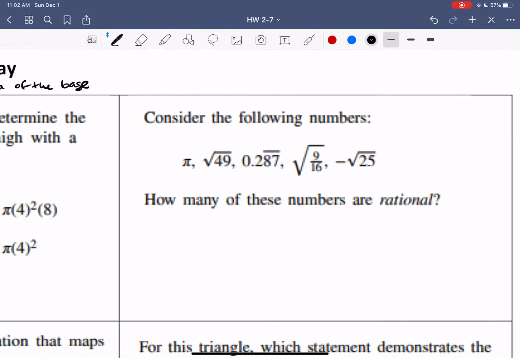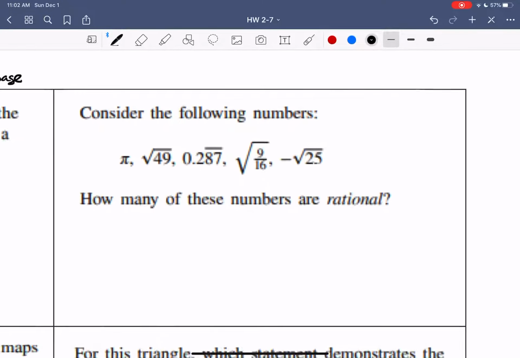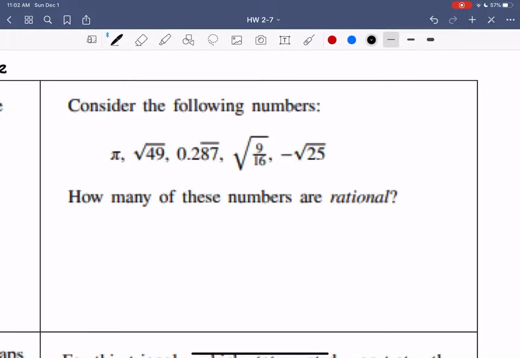All right. Consider the following numbers: pi, square root of 49, .287, square root of 9 over 16, and negative square root of 25. Okay, so it says how many of these numbers are rational? Rational numbers. So rational numbers are numbers that can be written as fractions.